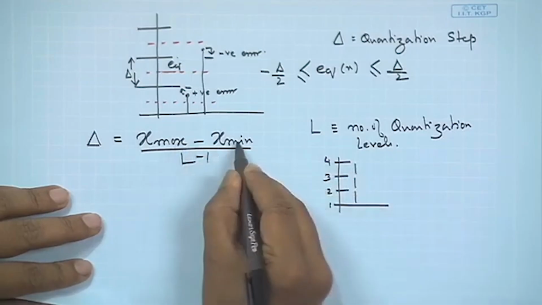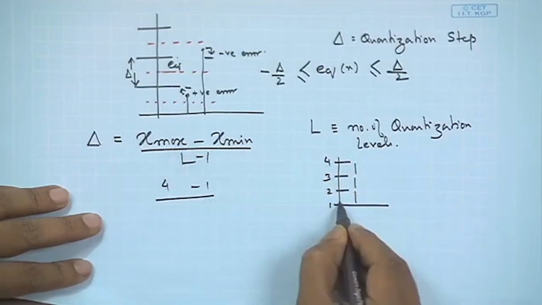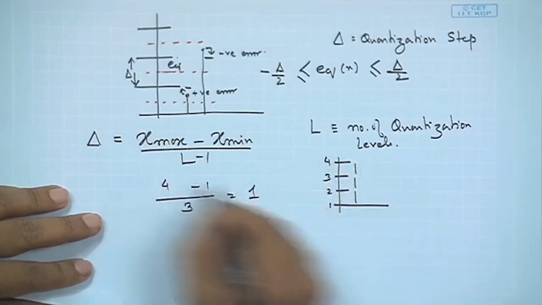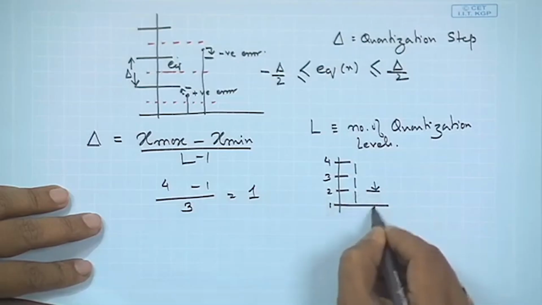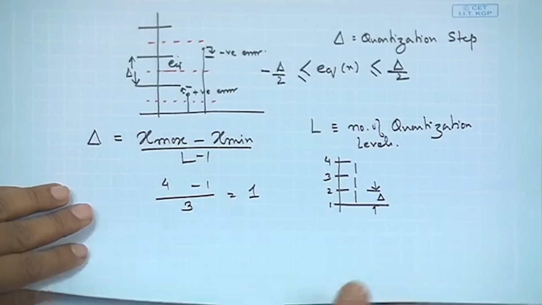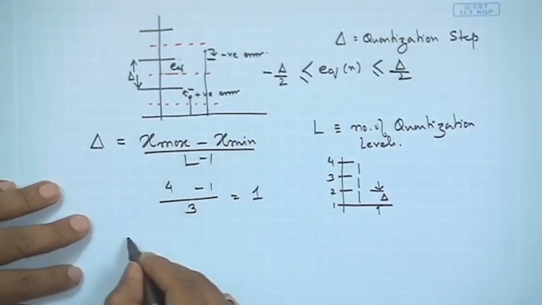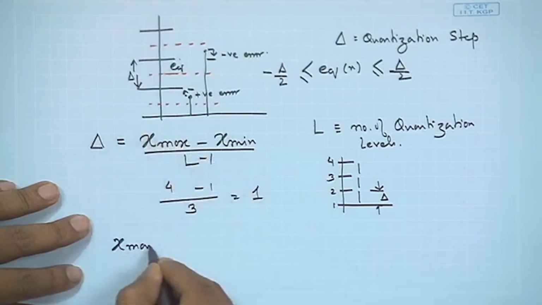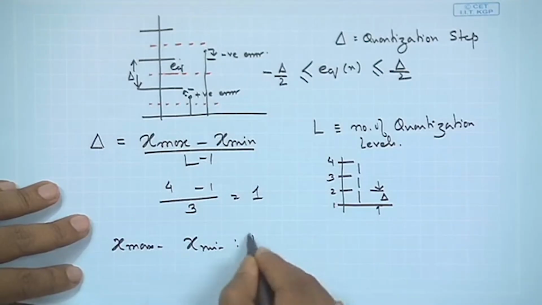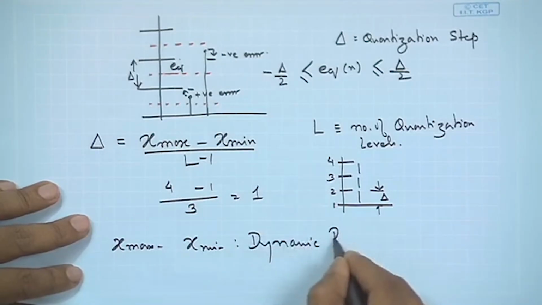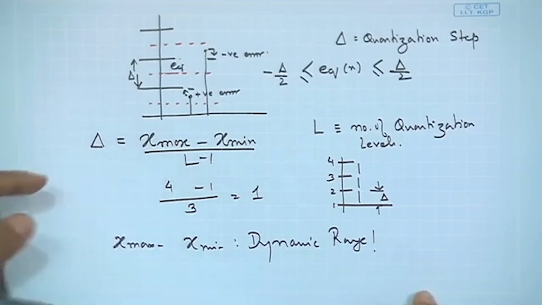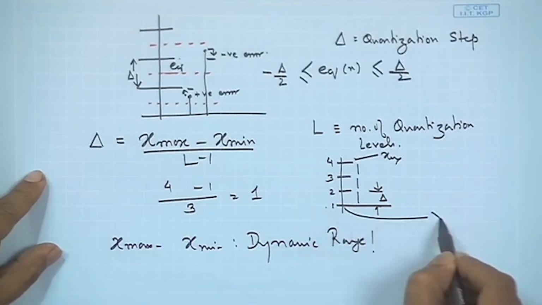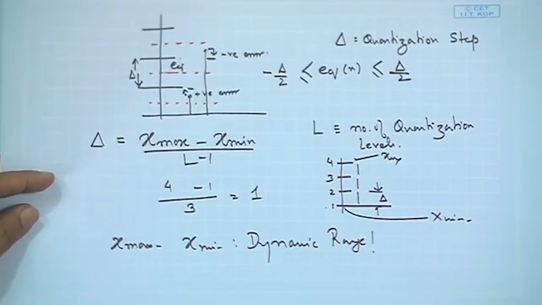So, this is 4, this is 1 in our example, and there are 4 levels. So, 4 minus 1, that is 3, which is equal to 1. In this example, delta step is 1, and you can clearly see that delta step is 1 in this particular example. And x max minus x min is also known as the dynamic range. So, this is the dynamic range of the signal. This is the x max and this is the x min in our particular example.